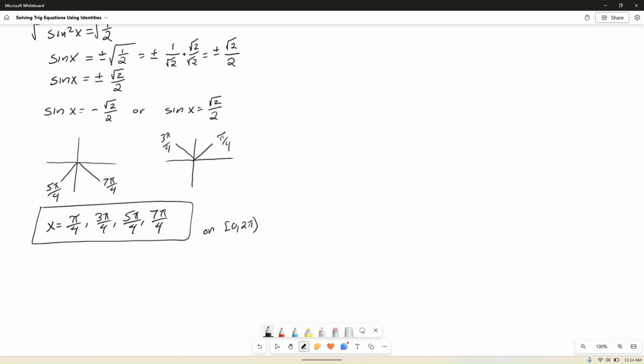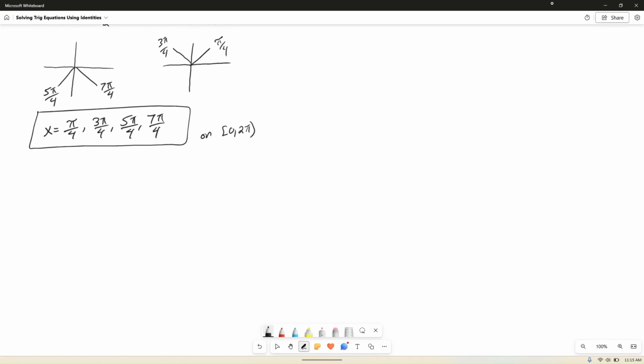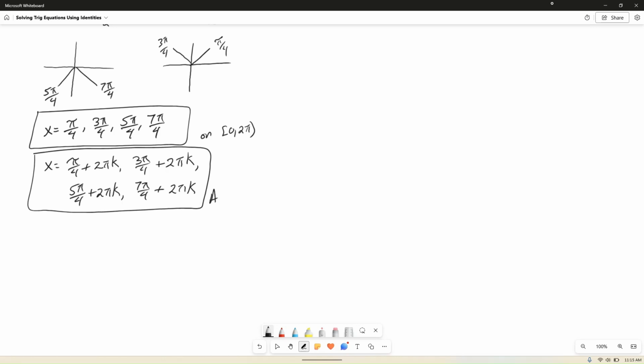Okay. Now, if I wanted to then express what the infinitely many solutions are, just like we've seen already, we can add a plus 2 pi k to each of these. Right. So I'm going to have to write out x is equal to pi over 4 plus 2 pi k, 3 pi over 4 plus 2 pi k, 5 pi over 4 plus 2 pi k, and then 7 pi over 4 plus 2 pi k. Right, and that will work. Okay, so that's representing the infinitely many solutions that we have.